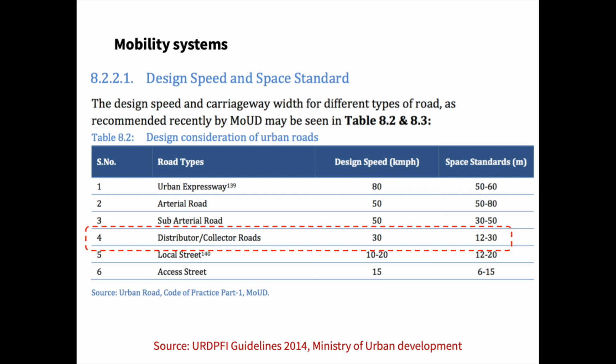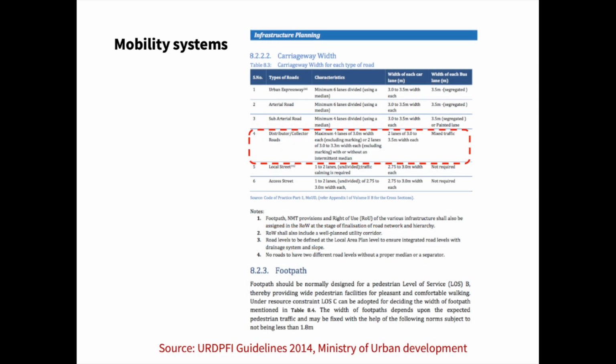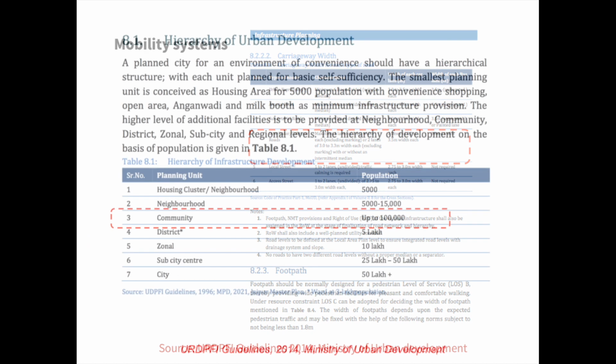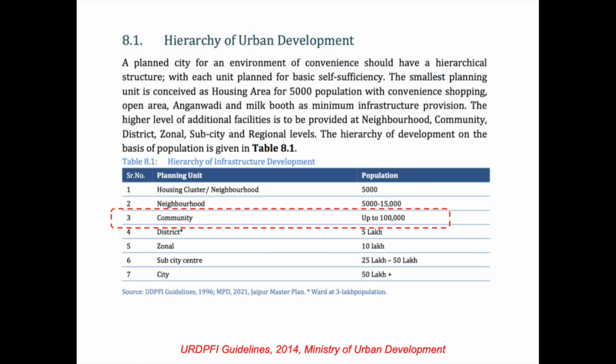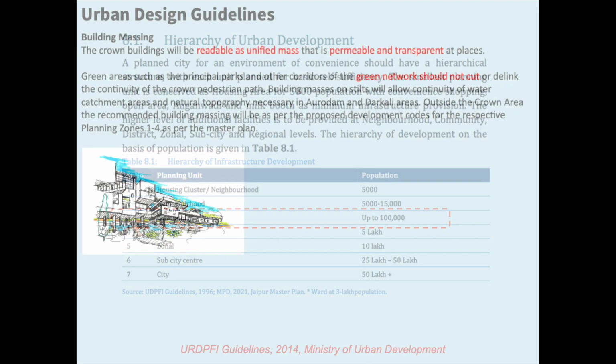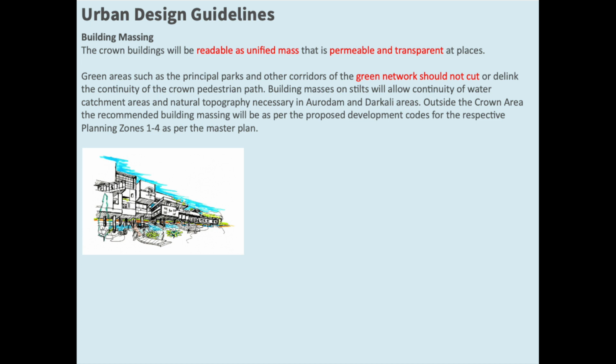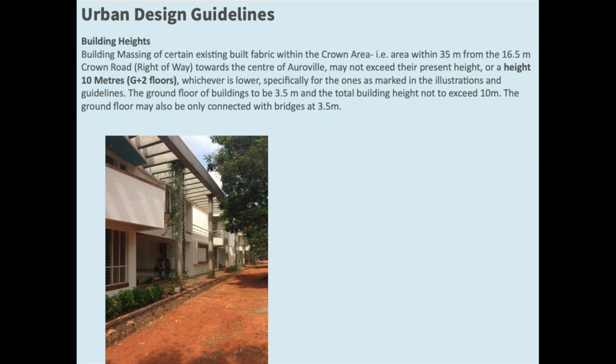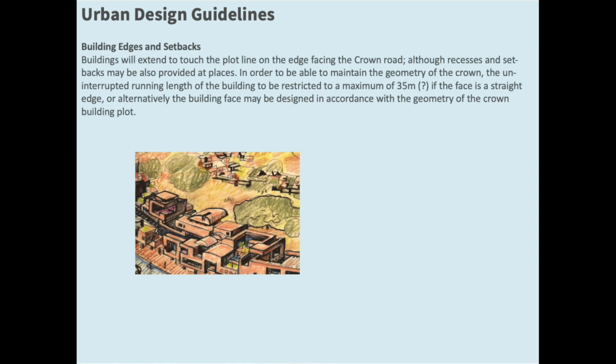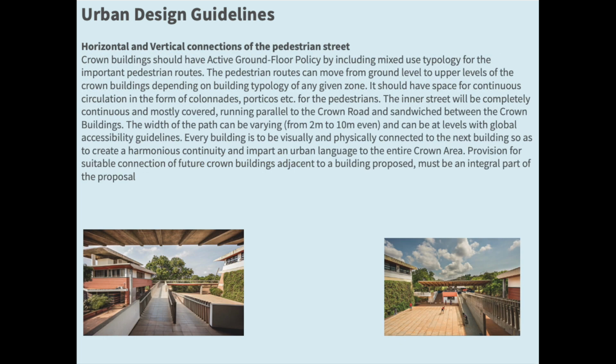According to the URDPFI guidelines of the Ministry of Urban Development, we fall under this category based on our speed, and it's explained what kind of mixed traffic we fall under and what kind of hierarchy of urban development community. We come under community because we are under 100,000. And then we have got detailed guidelines and programs. I will skip this now because it's too long, but this exists, just to show you that there's the guideline.